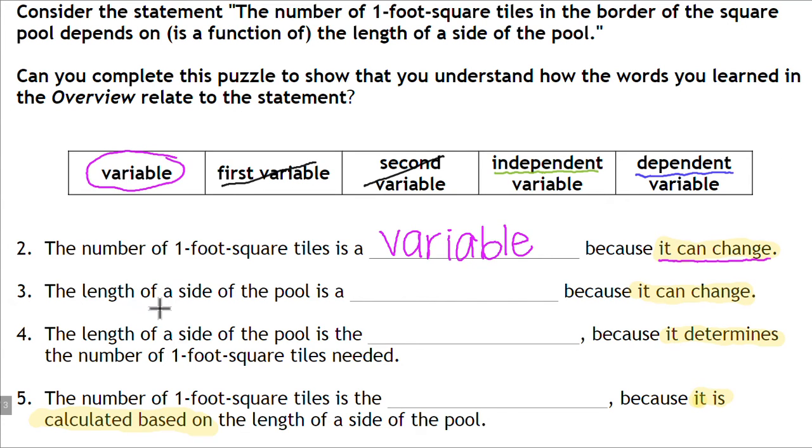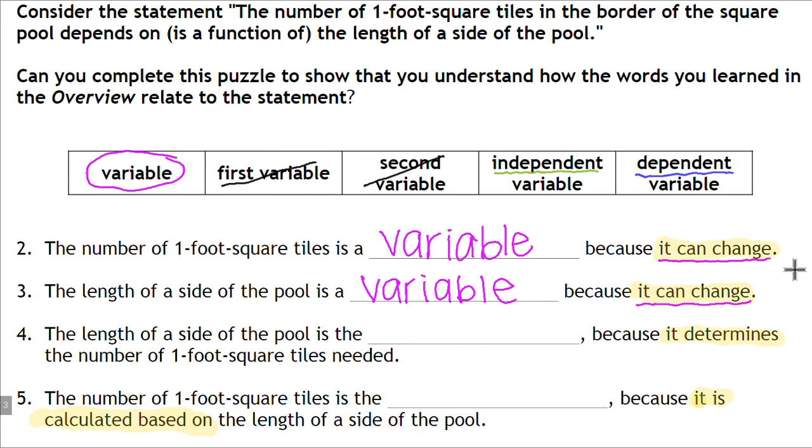So number 3 says the length of a side of the pool is a blank because it also can change. So no more information other than it can change, which means that this is also a variable. We don't have enough details yet to determine if they're an independent or dependent. It's just describing the fact that it can change.